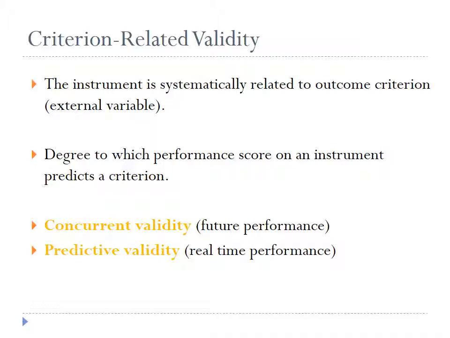A second type of validity is criterion-related validity. With criterion-related validity, instruments are systematically related to an outcome criterion or an external variable. Here we're looking at your performance and how well it predicts a criterion. The SAT, the ACT, GRE tests of that nature are trying to predict performance on a criterion, how you perform in college or graduate school.